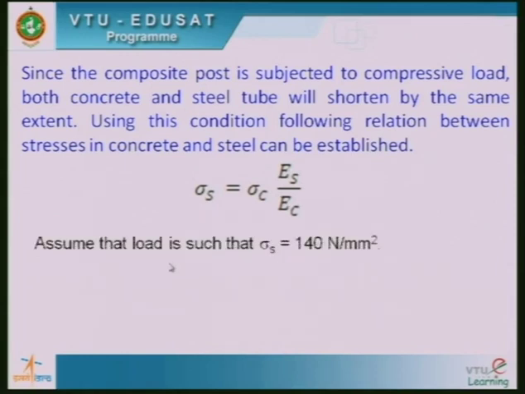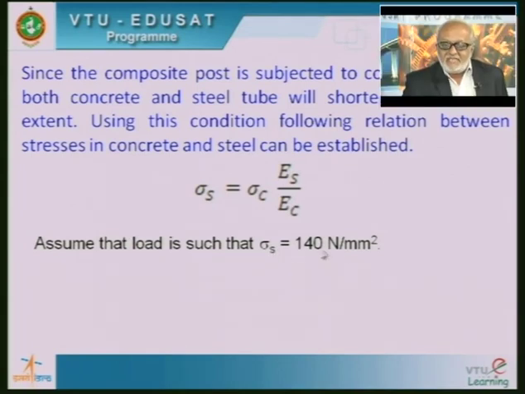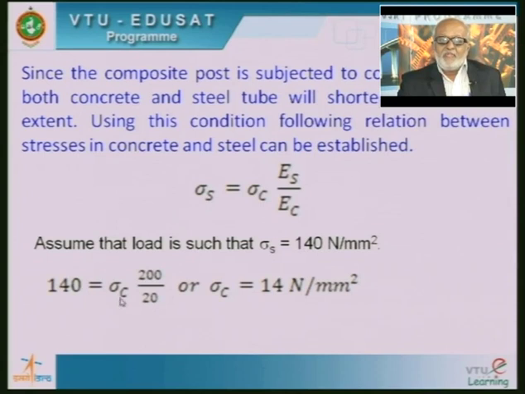Now, we will assume that we are applying some load such that stress in steel is equal to 140 Newton per mm squared. We will assume that some load is applied such that stress in steel is limited to 140 Newton per mm squared. So, for this load, let us work out what would be the stress in concrete using this relation.